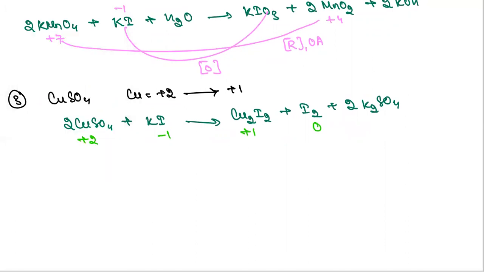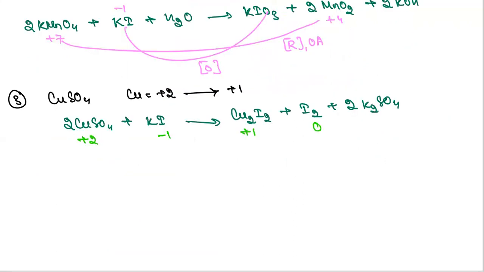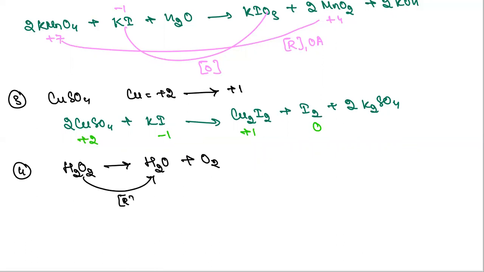Then which one is my fourth reagent? After CuSO4, it's H2O2, which is hydrogen peroxide. Hydrogen peroxide is a very good oxidizing agent because it can change into a water molecule and oxygen. By changing into a water molecule, it's removing one of its oxygen atoms. In this way, it's reducing itself, so it may behave like an oxidizing agent.